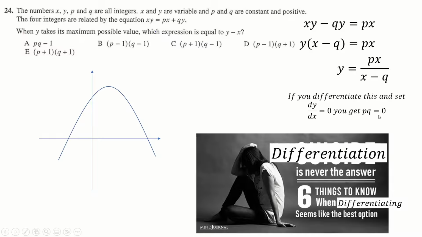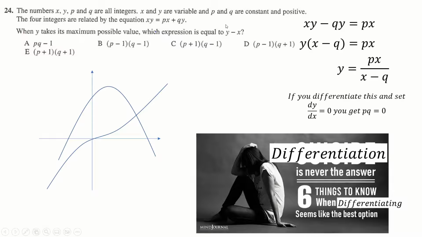And that's a problem for a couple of reasons. It's a problem because it doesn't tell you anything about x and y, which is what I was really looking for. And it's also a problem because p and q are positive constants, so PQ cannot be equal to 0, which implies that this graph does not have a turning point. Which is confusing because if it doesn't have a turning point, how does y have a maximum possible value? Like, this graph doesn't have a turning point, and clearly y just goes up forever, so how does it have a maximum?